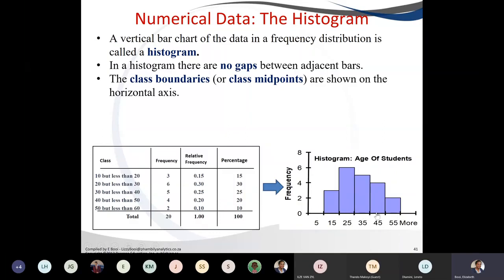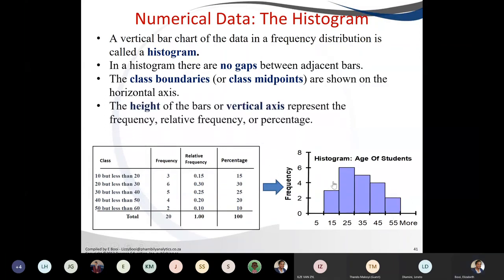They are shown on the horizontal, and on the vertical side, we show either the frequency or the percentage. Those are the characteristics, or properties, that you also need to know going into the exam, that make up a histogram.